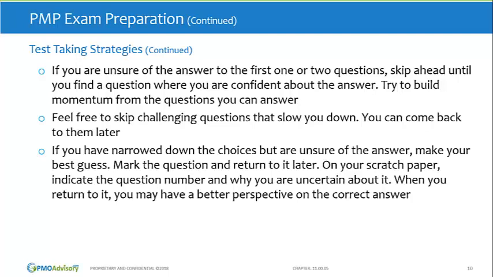If you've narrowed down the choices but are unsure that you have the right answer, make a guess. Then mark the question and come back to it later. You can use your scratch paper to mark down the question number and what you're uncertain about. Then when you return to it, you'll know why you marked that question, and you may have a better perspective on how to give the correct answer.